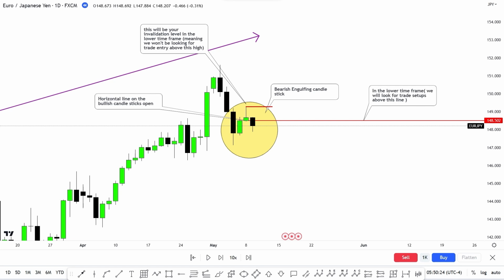We are now done with the higher time frame. But before we move on, you see the high of the bullish candlestick before a bearish candle. The candle will act as our invalidation level, meaning if price trades above that price area, it will make this setup invalidated. Because we are on the daily time frame, now let's move on to the lower time frame, which is the 1 hour time frame.